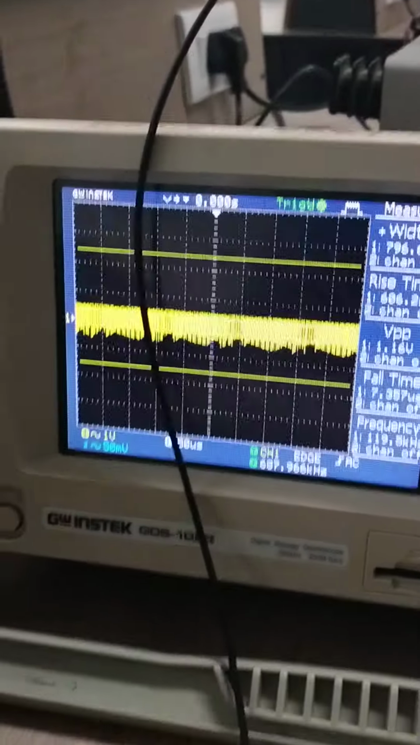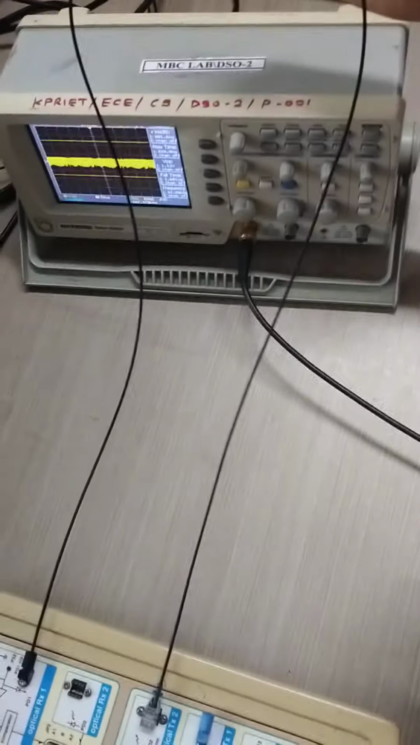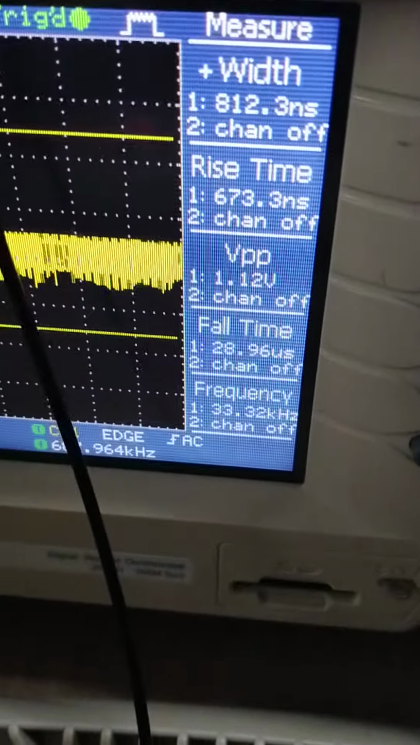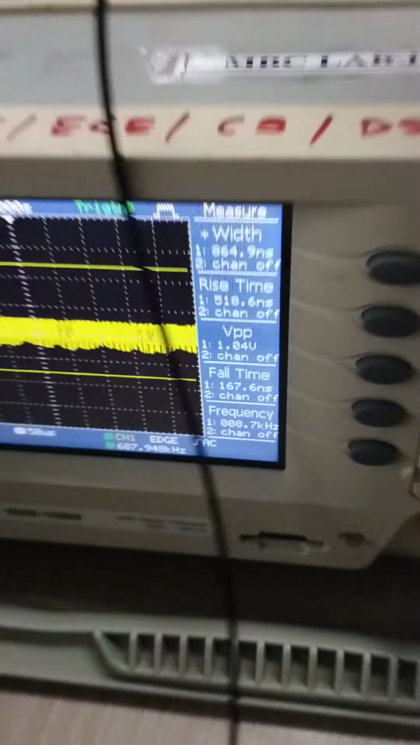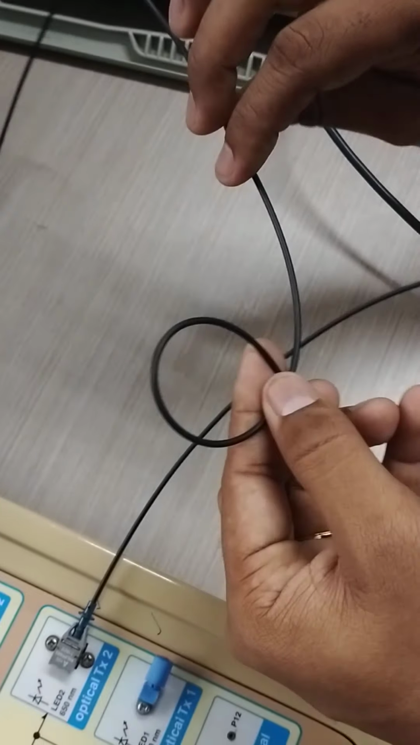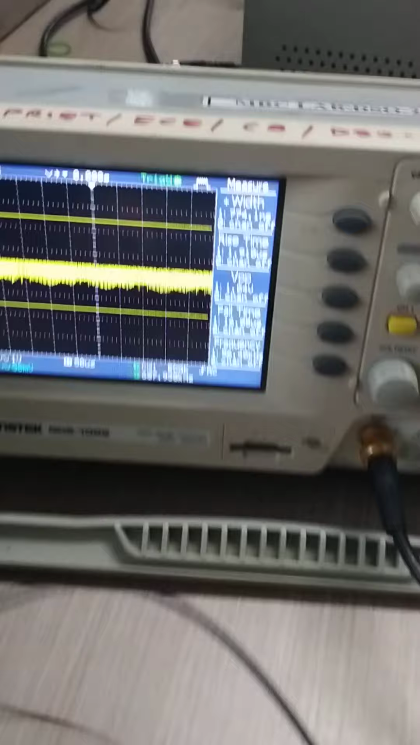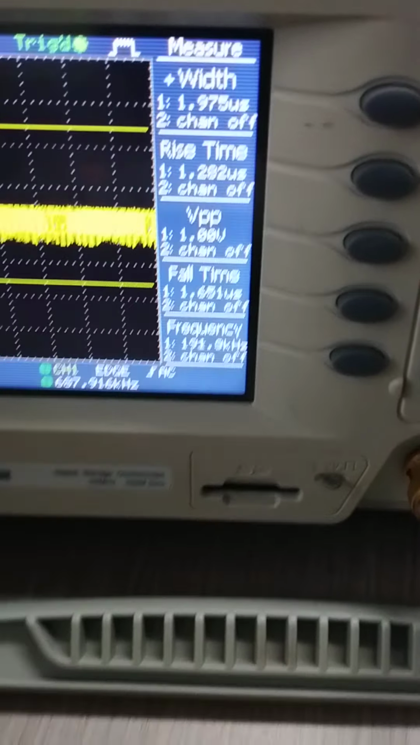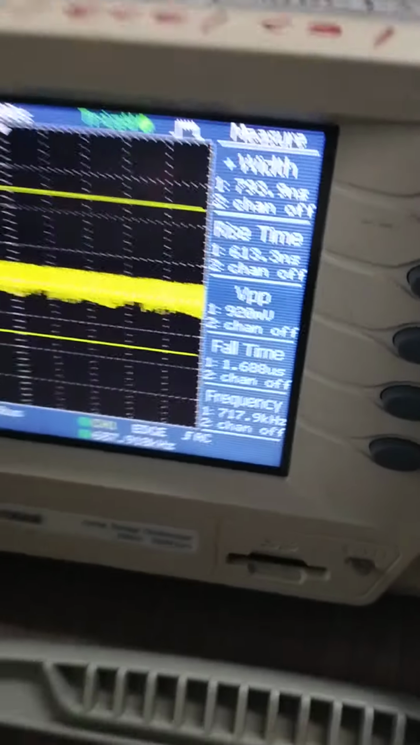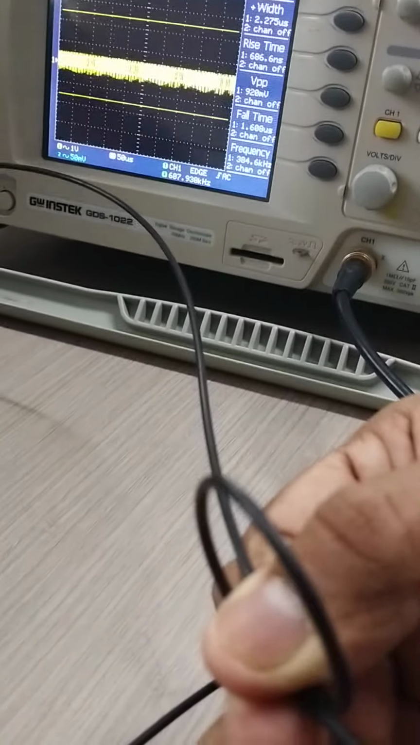So I'm going to bend the fiber now. This is the stretched version of the transmission. I haven't bent the fiber, so what we have here is 1.112 volt, above 1 volt. Now I'm going to bend the fiber. The voltage has dropped down below 1 volt.